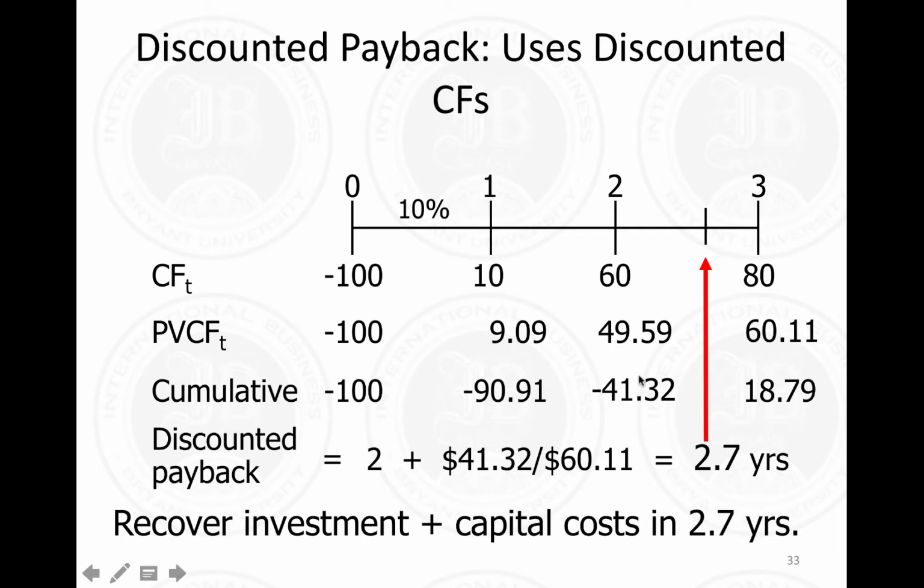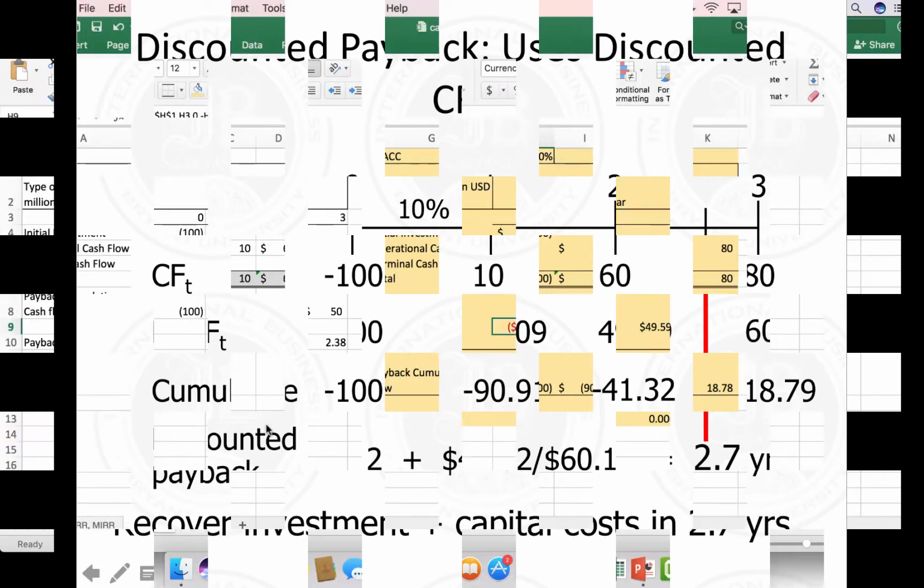So once we lay out the numbers here, we get that the answer is 2 plus the fraction, which right now is not the 30 we had in the previous slide, but 41 divided by, not the 80, but by the 60, which gives us 2.7 years. So we'll recover our investment in capital cost in 2.7 years.